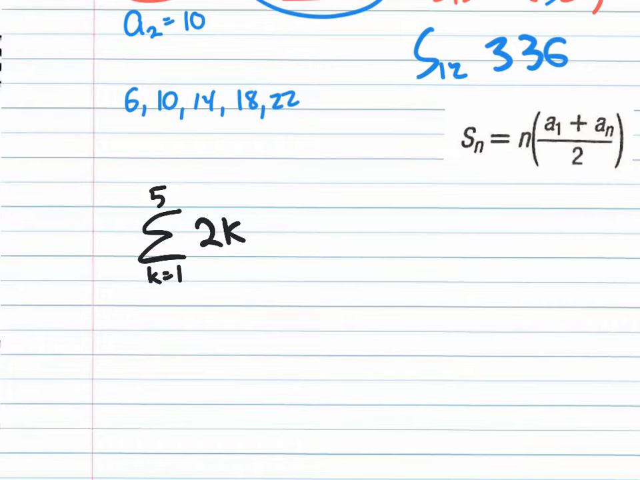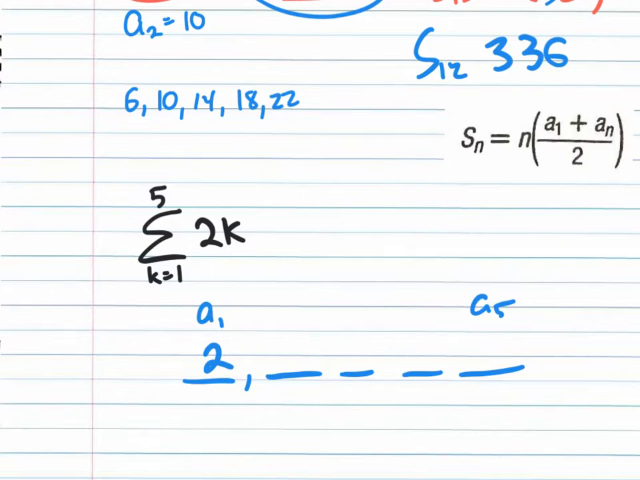What would be your a sub 1 term? What number would be the first number on your list? Well, you would plug in 1. You'd have 2 times 1. That would be 2. That's your first number on the list. What's your second number, third number, fourth number, fifth number? But then again, let's not find a sub 2, a sub 3, a sub 4. Let's just find a sub 5, because that's the last number on the list.